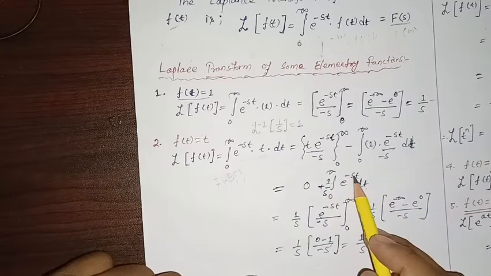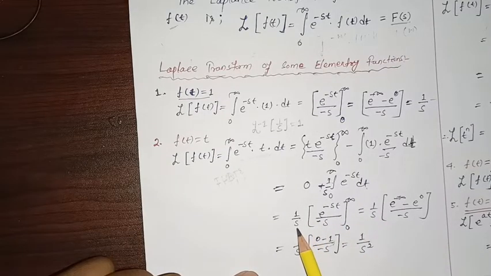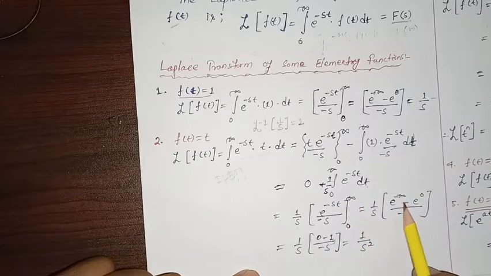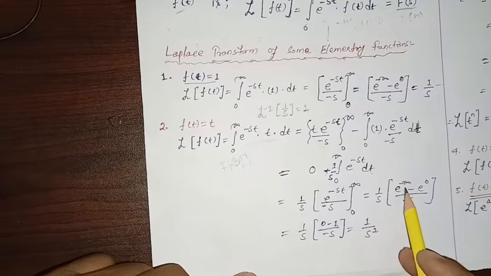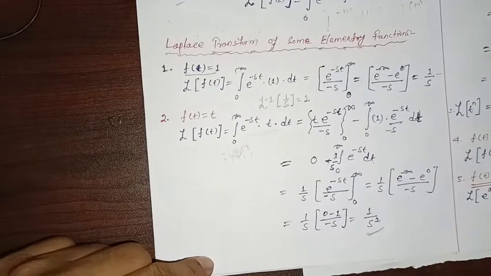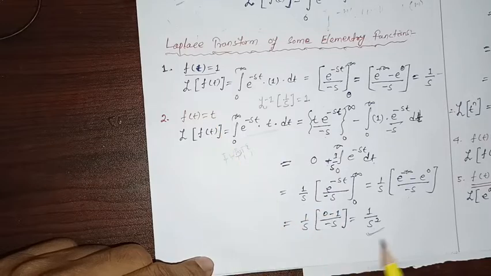The integration of e to the minus st is nothing but e to the minus st by minus s. Already 1 by s is there, so 1 by s times e to the power minus st, from 0 to infinity. I put the limit: e to the minus infinity minus e to the 0, by minus s. So it will be 1 by s into this, which is 0 minus 1 by minus s, so 1 by s square. Here we found that the Laplace transform of t is 1 by s square.